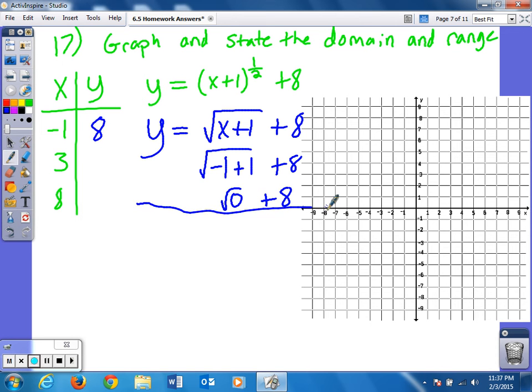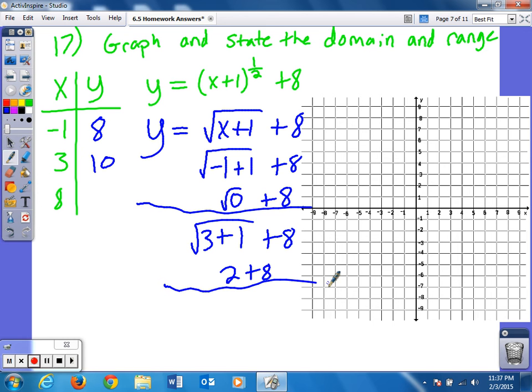Let's plug in 3. So 3 plus 1, and take the square root. So that's square root of 4, which is 2. 2 plus 8 is 10. Let's plug in 8. So we'll have 8 plus 1, and the square root of that, plus 8. So that's the square root of 9, which is 3 plus 8, that is 11.